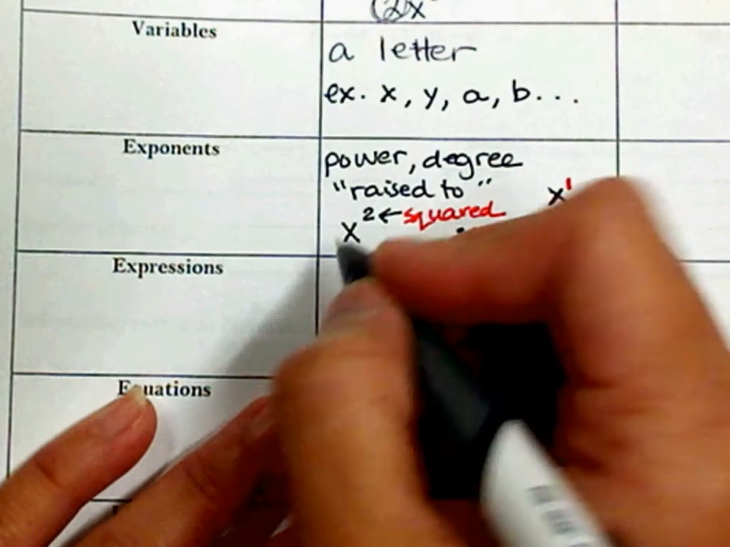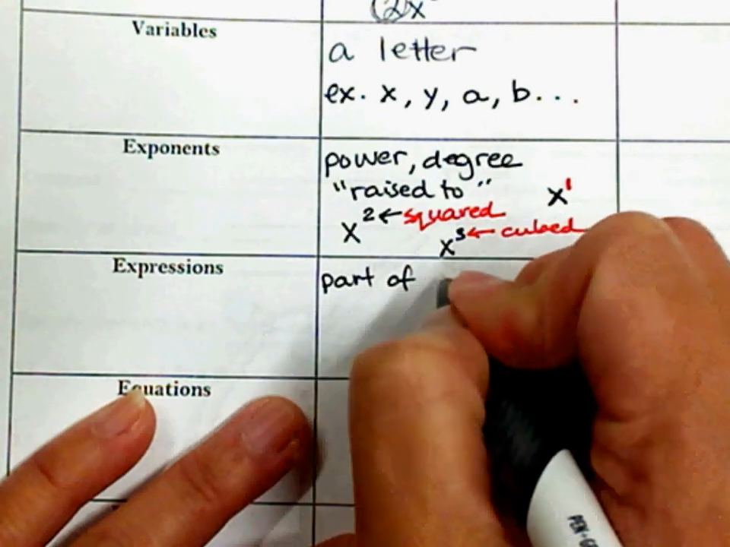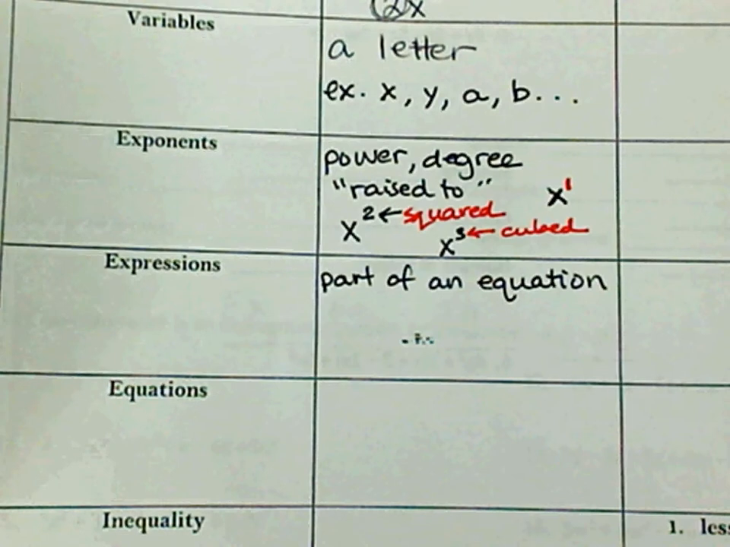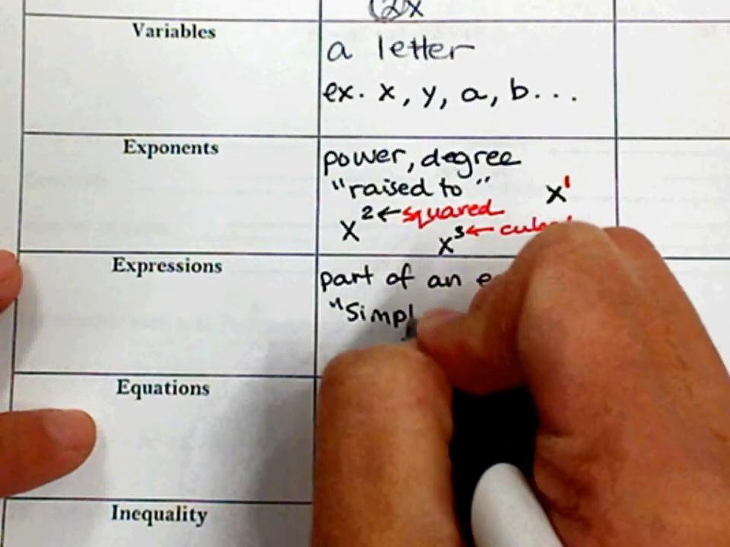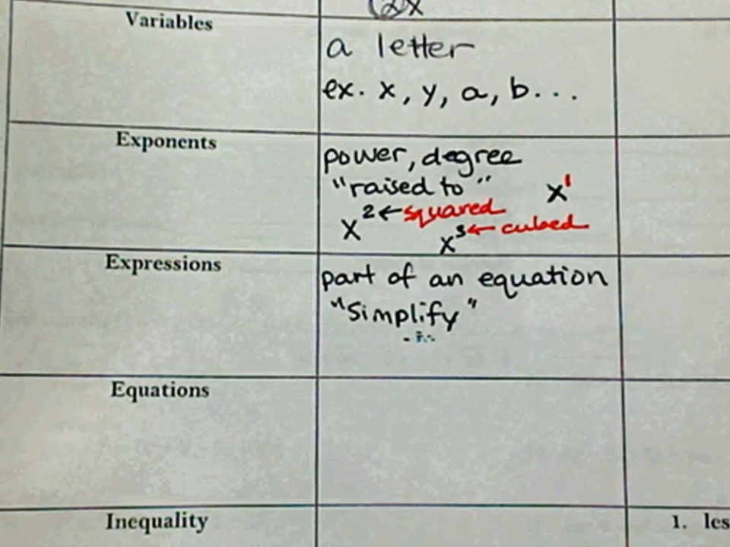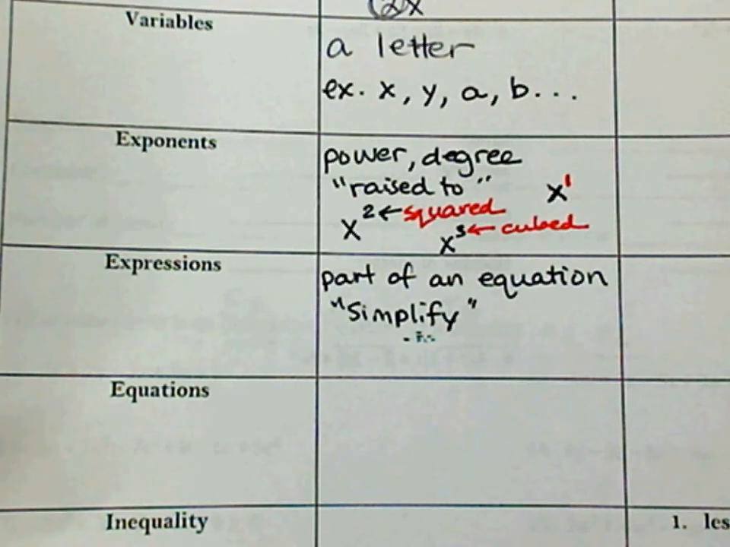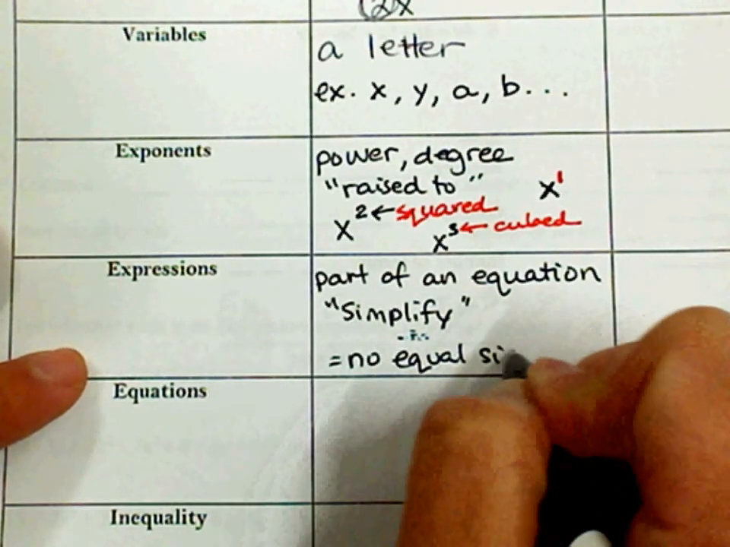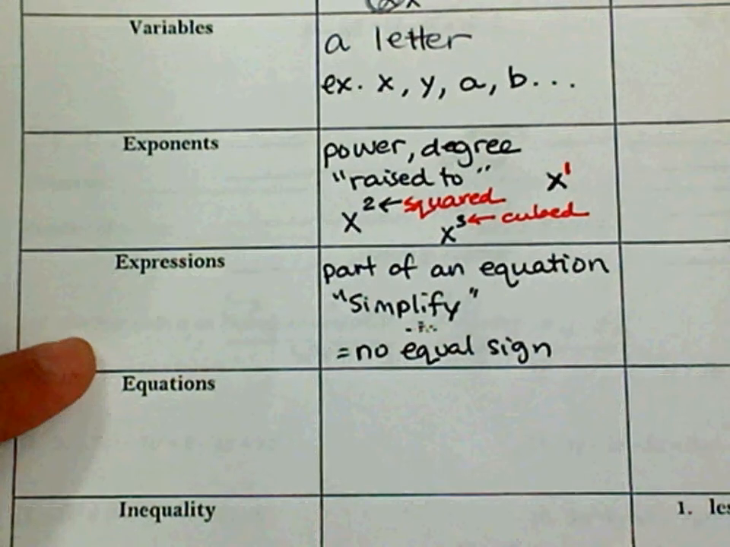Expression. Expression is part of an equation. Okay? And all you ever do with an expression is you simplify. What is the difference between an expression and an equation? What does an equation have that an expression does not? Equal sign. So this one has no equal sign. Remember that? Okay? So an expression has no equal sign.